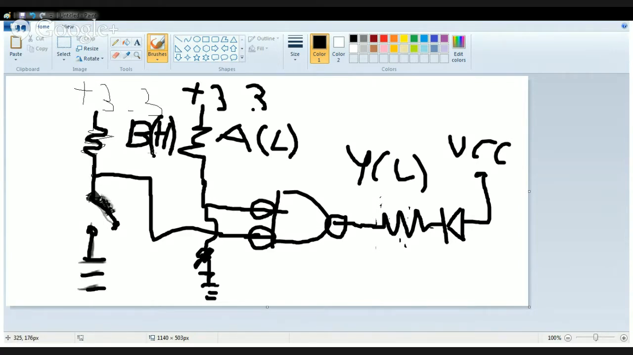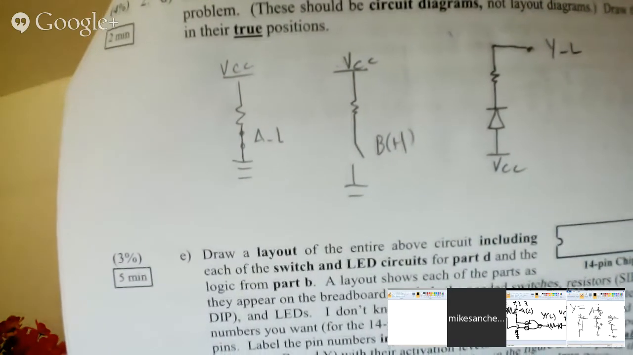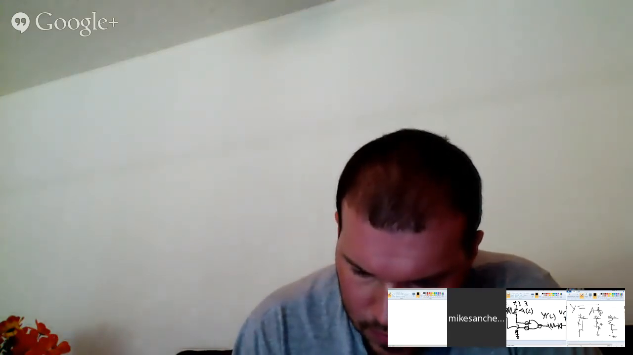Pull the wire, right? Just from your switches, like this. Pull the wire from in between your resistor and your switch. Put a little wire coming out. And that's what signifies the A and B, right? Yeah.